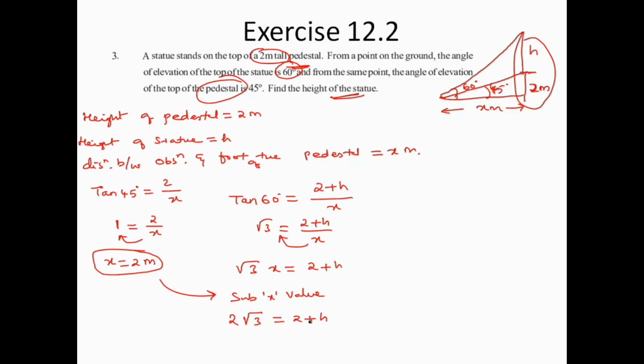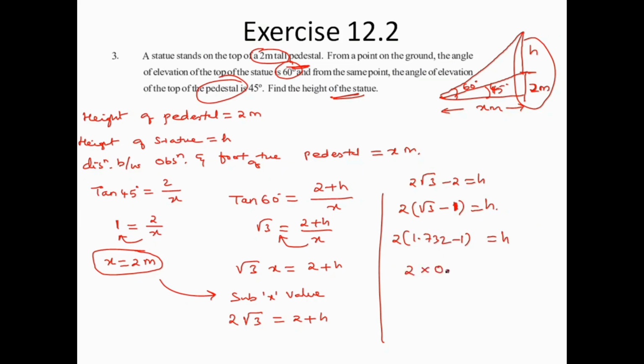So let's look at the next step here. I'm shifting the 2 to the other side so that you will have minus 2. I'm taking 2 outside so that this becomes (root 3 minus 1) equal to h. I'm substituting the value of root 3 minus 1, so the resultant answer is 2 into 0.732 equals h. So when I do this multiplication, I am left with only this answer.